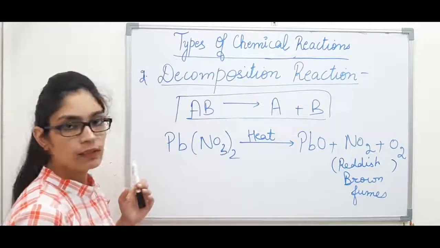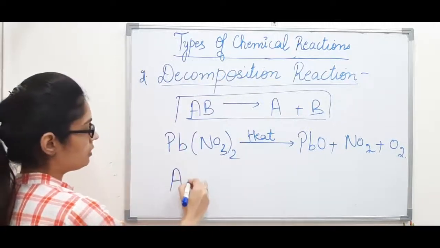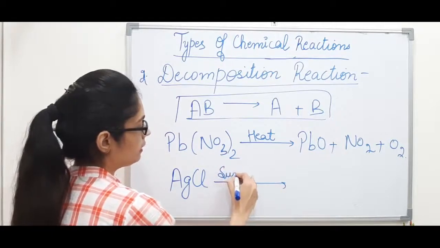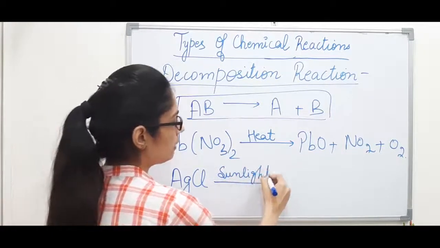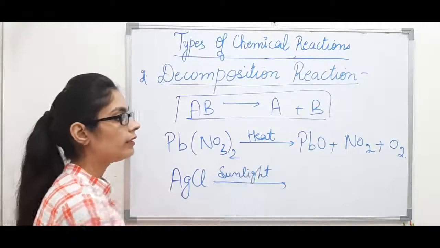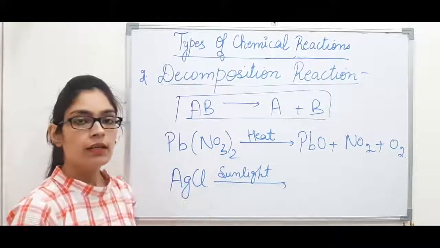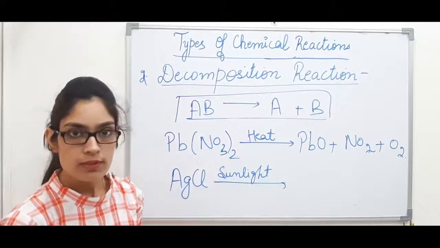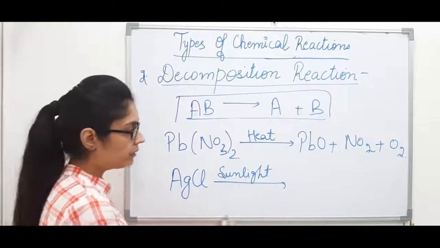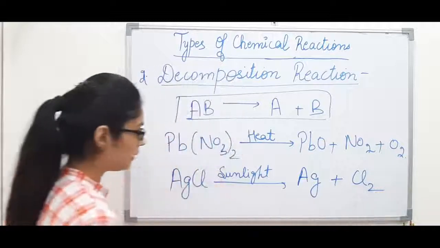So let's take another example. Silver chloride, when it is kept in sunlight. In either way I have to provide some type of energy, either sunlight or heat. Only if I apply some type of energy on this complex reactant will it be broken down into simpler products. So on silver chloride we are applying sunlight. In sunlight it will be broken down into silver and chlorine.